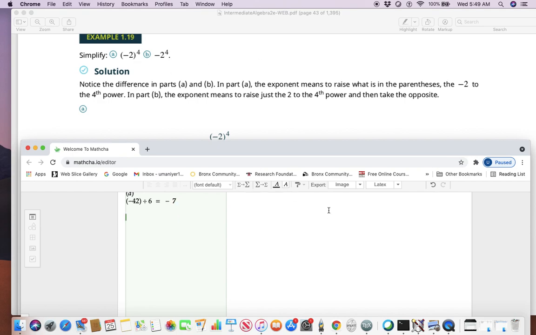Exponents. A. Parenthesis negative 2, power 4. What this means is, see, power applies to whatever is closest to it. So 4 applies to the parenthesis. So the parenthesis repeats. What's inside the parenthesis? Well, negative 2.